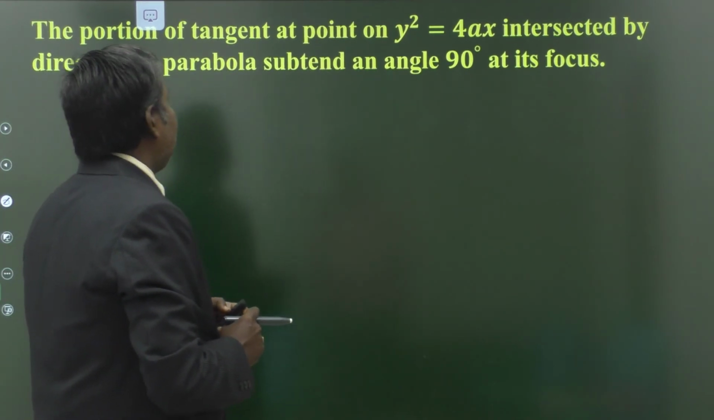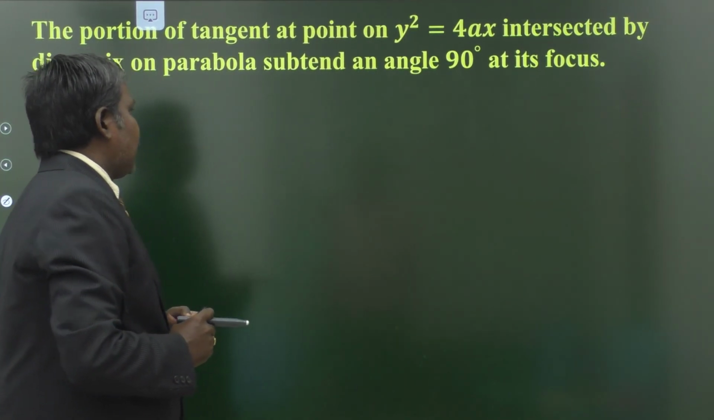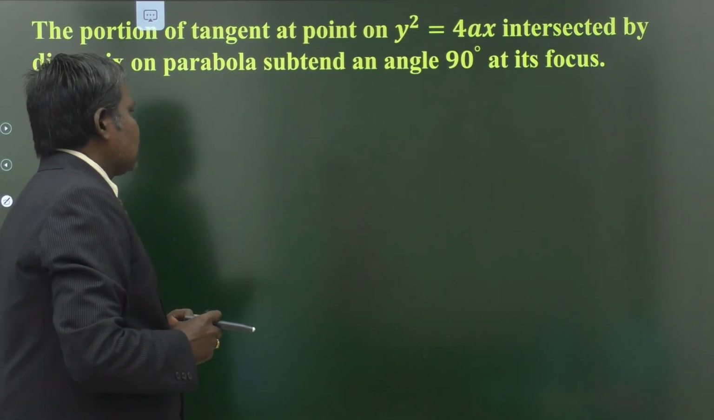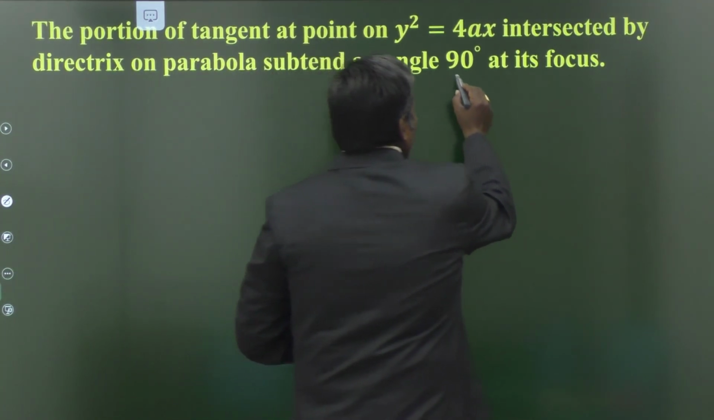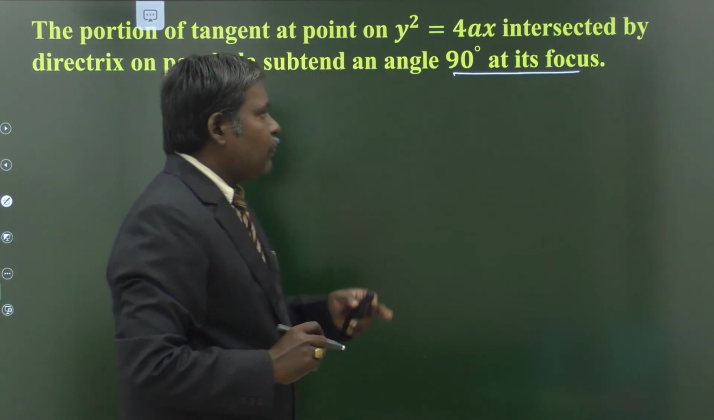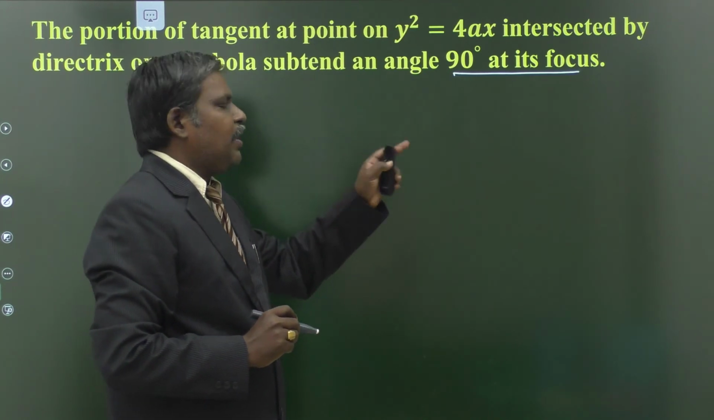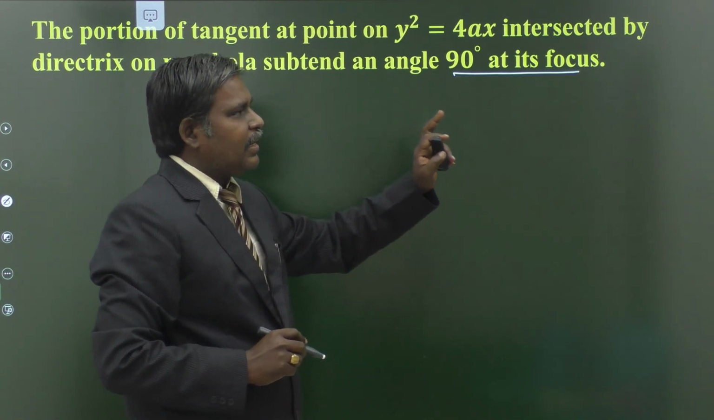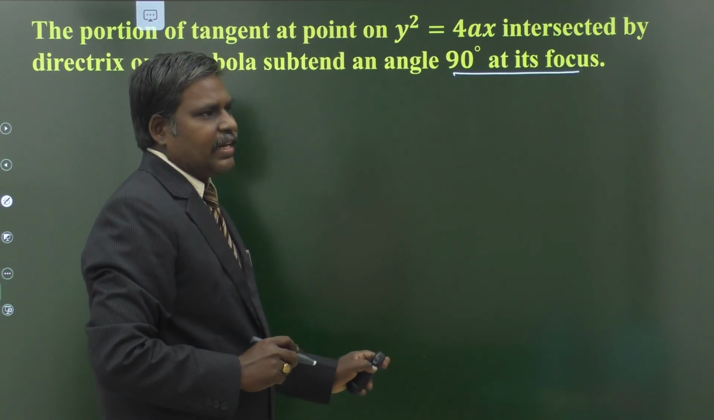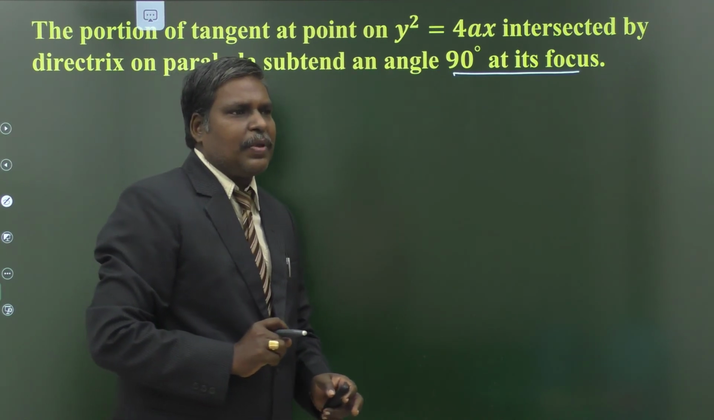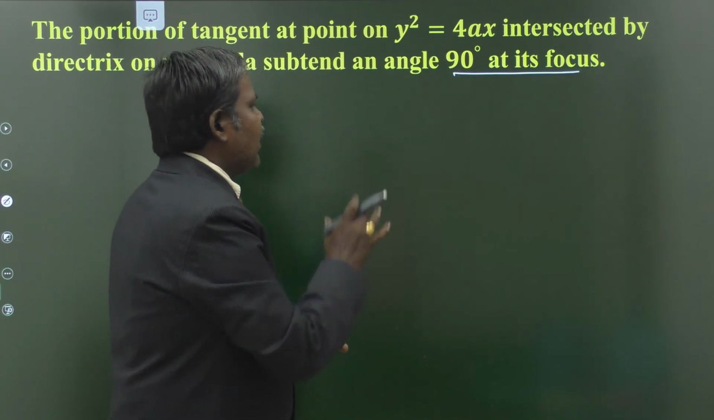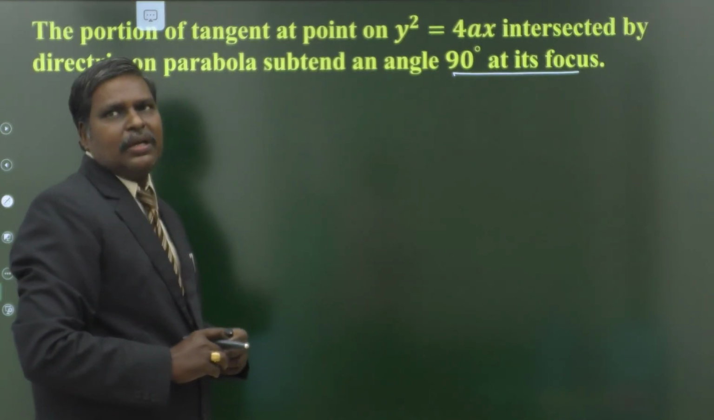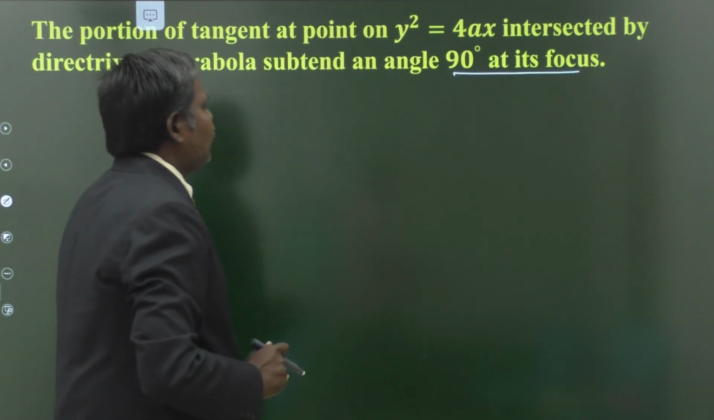The portion of the tangent at a point on y squared equals 4ax intercepted by the directrix on the parabola subtends an angle of 90 degrees at its focus. So consider any parabola, take any point on that parabola, and draw the tangent at that point. The tangent intersects the directrix, giving some portion of the tangent. You have to show that this portion subtends an angle of 90 degrees at the focus of the parabola.